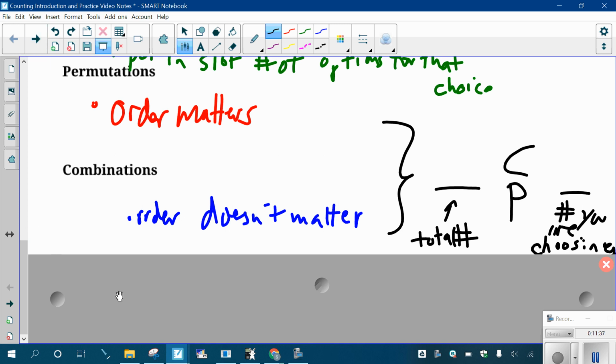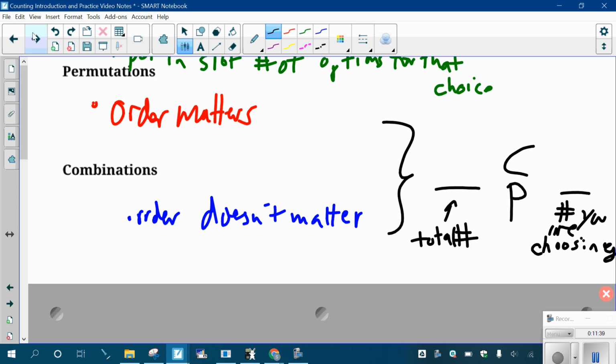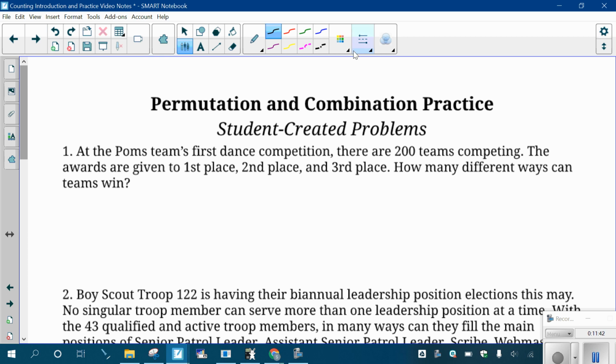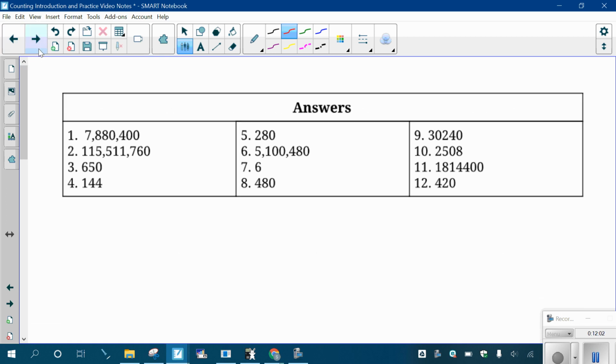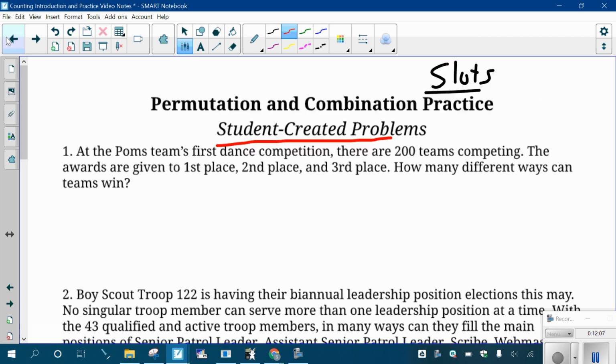Okay, so then what I want to do for the rest of this video is, last year in my AAA class, we had more time again because we were in person. So I had some students, as one of their things, write their own permutation, combination, and slots problems. Okay, and I'd like you to go through these 12 problems. The answers are at the end. Okay, and I'm going to do a few of them with you. Okay, cool. Let's start with number 1. We'll do number 1 together, and then we'll do 2 other ones together.